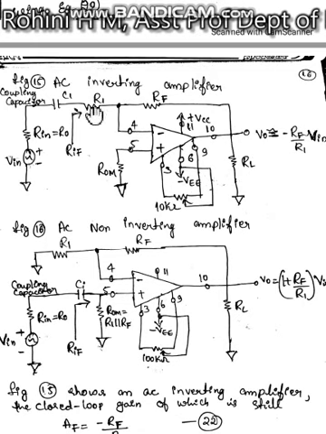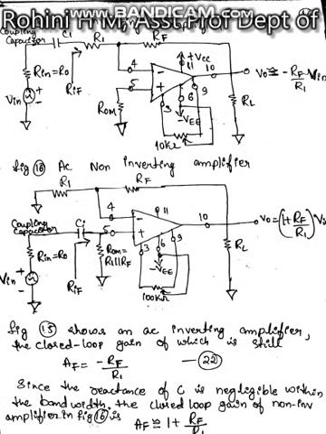These are the AC amplifier circuits. The first diagram shows the AC inverting amplifier circuit. As it is an inverting amplifier, we are giving the input to the inverting terminal. But there is a small modification here. We are using one capacitance here, that is a coupling capacitance C1.